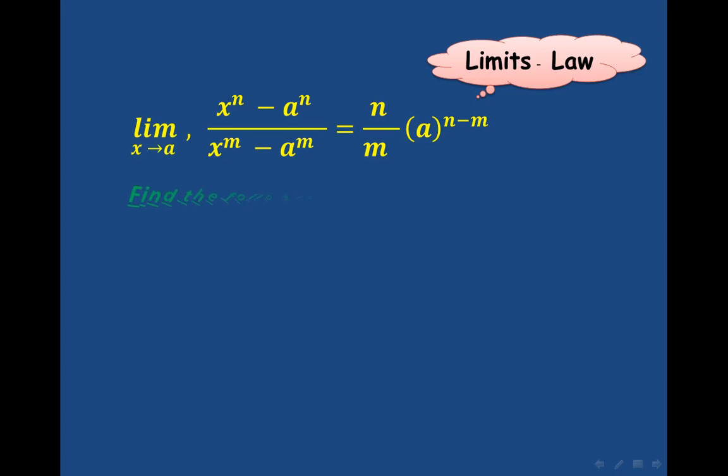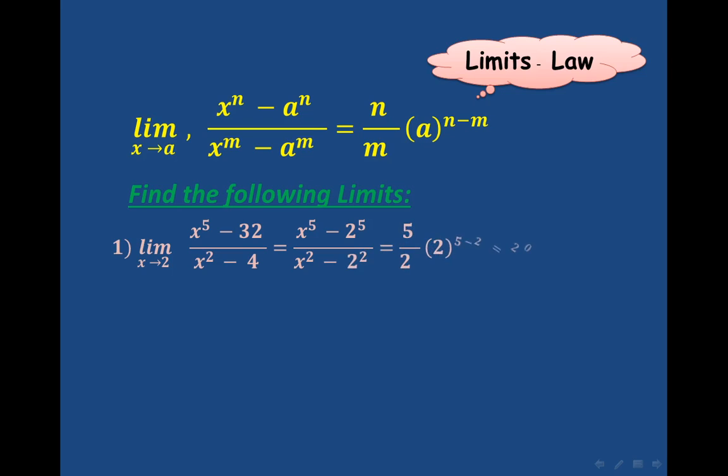For example, find the following limits. Example number 1: limit when x tends to 2 of the algebraic fraction function x power 5 minus 32 over x squared minus 4. Here, to find the limit, you should write the given algebraic fraction as the law. How can we write it?